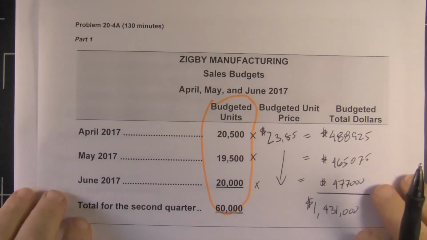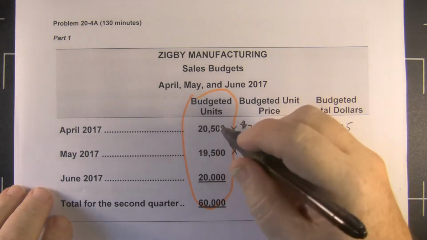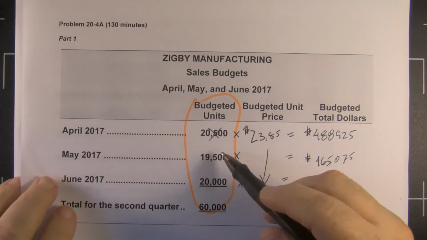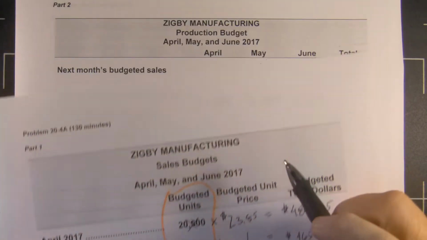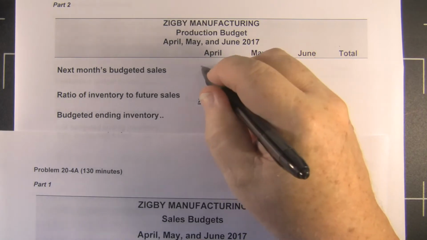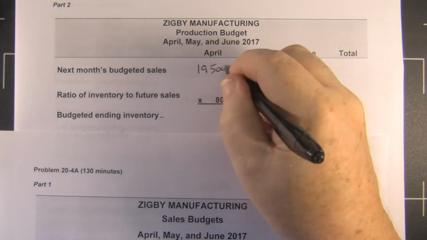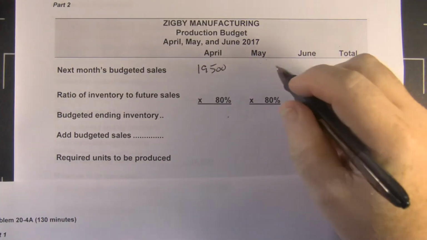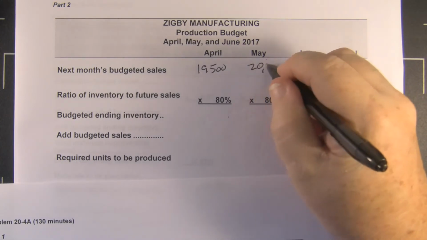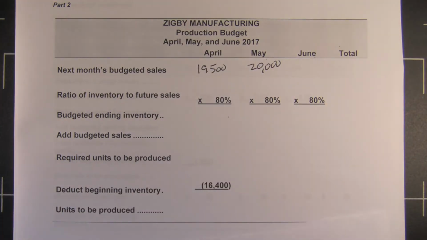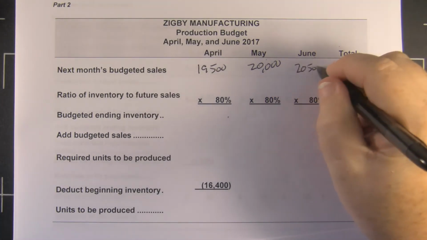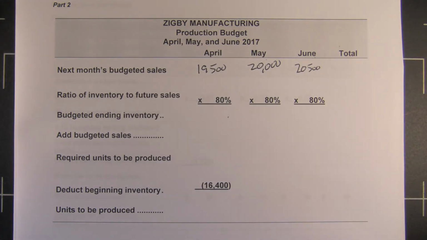So we need to go back to our original units. We made these last month. So we need May's sales for April's production. We need June's sales for May's production. And the text tells us that July we expect to sell 20,500, and that's what we need to make in June.